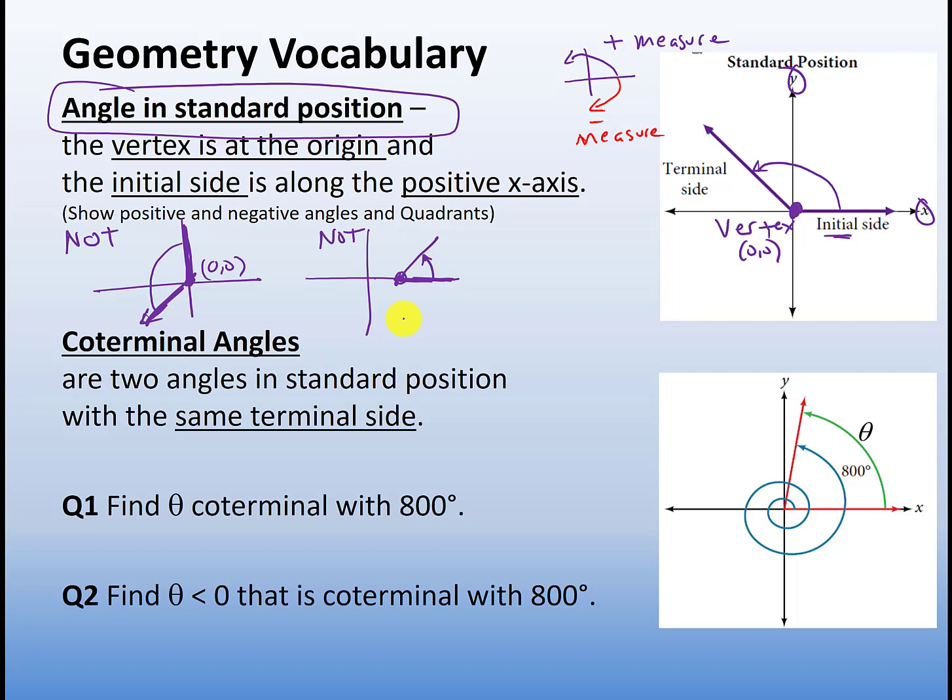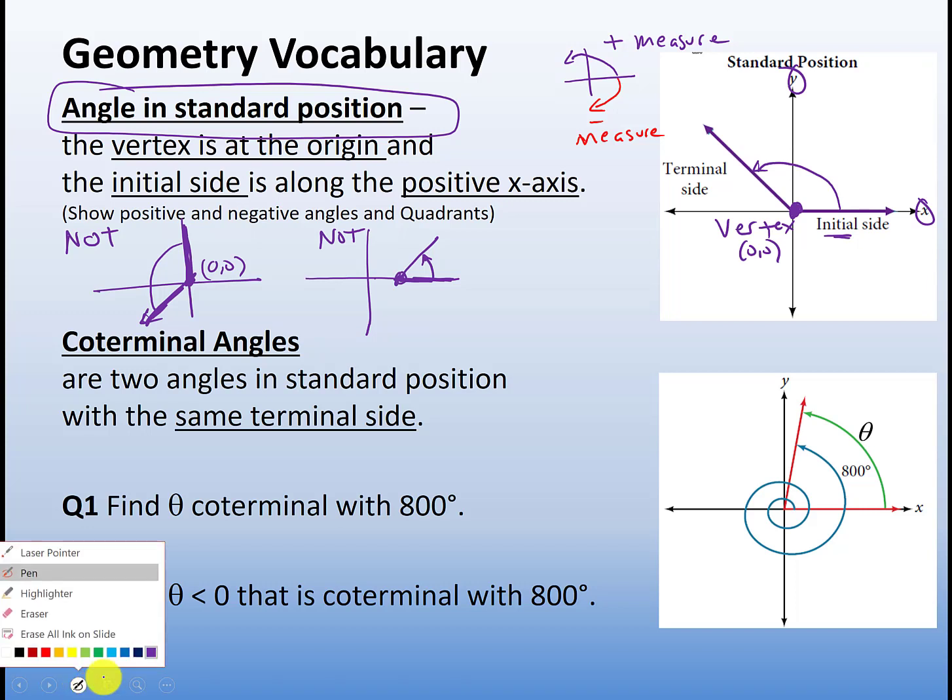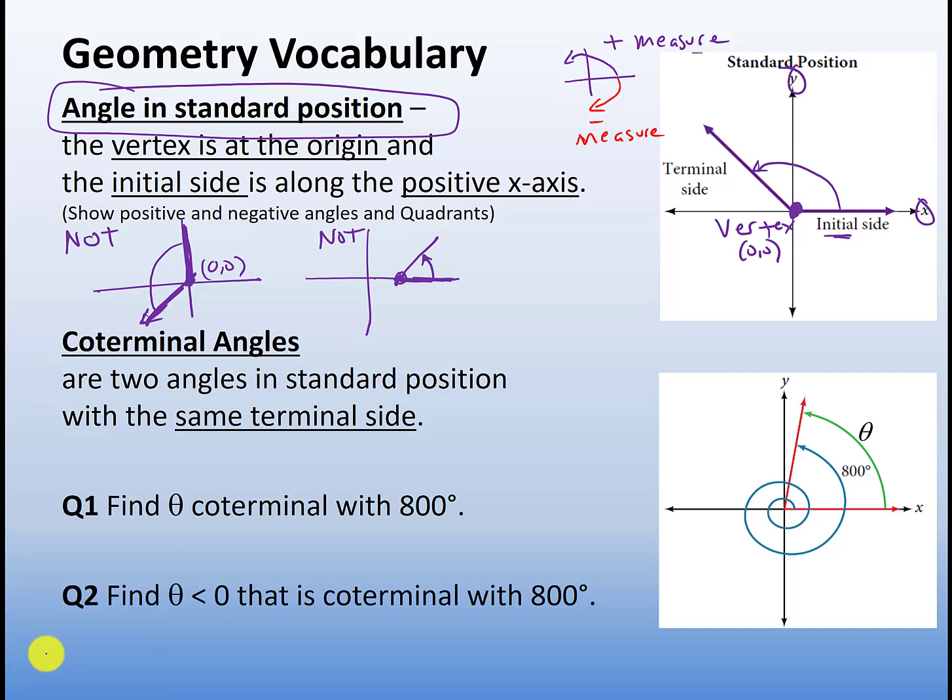On this diagram over here, way on the right side, we have an example of an angle in standard position. Here's another example in standard position, because I started on the positive x-axis and I rotated to a terminal side. It just happens to be a negative angle measure.